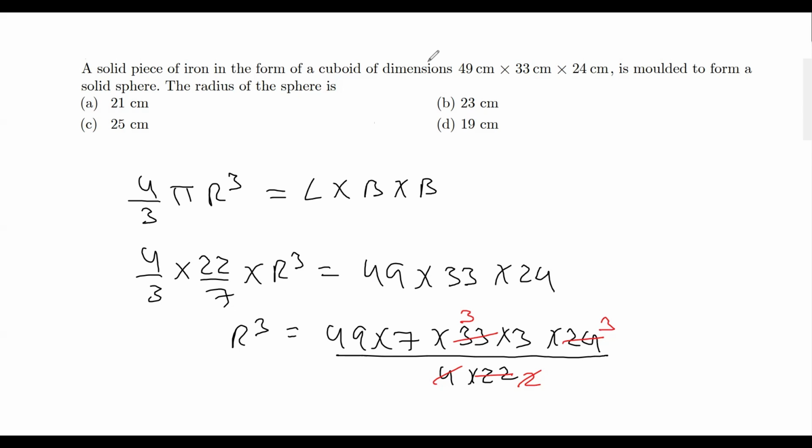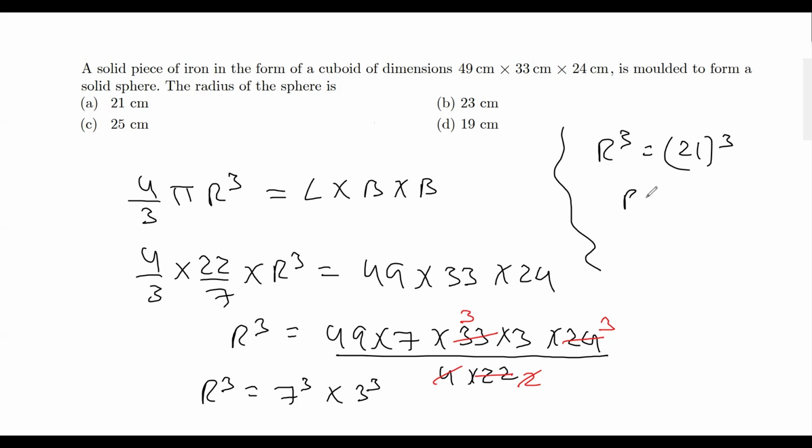Now you need to figure out from here that we are getting a triplet of 7. This can be written as what? 7 raised to the power 3. And this is 1, 2, and 3. There are 3 times 3. So that is 3 raised to the power 3. So what we can write now is r cube as 21 raised to the power 3. So r is how much? 21, and the unit is centimeter. So we'll say that the radius is 21 centimeter.